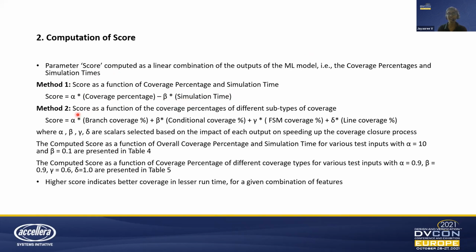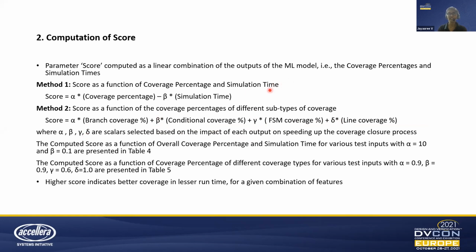In the second method, score is computed as a function of the coverage percentages of different types of coverage. Here, score is alpha into branch coverage plus beta into conditional coverage plus gamma into FSM coverage plus delta into line coverage. All four values are added in this equation since they all impact the coverage positively. Alpha, beta, gamma, and delta are scalars that can be selected and tuned by the verification engineers based on the priority of the outputs and the project requirements.